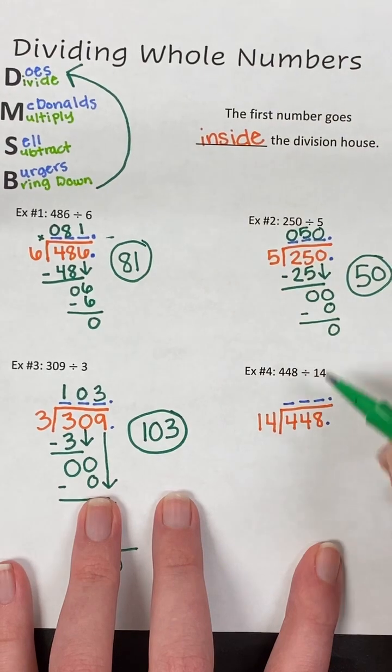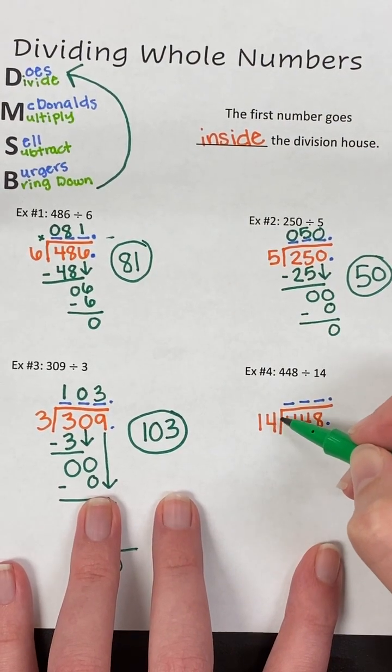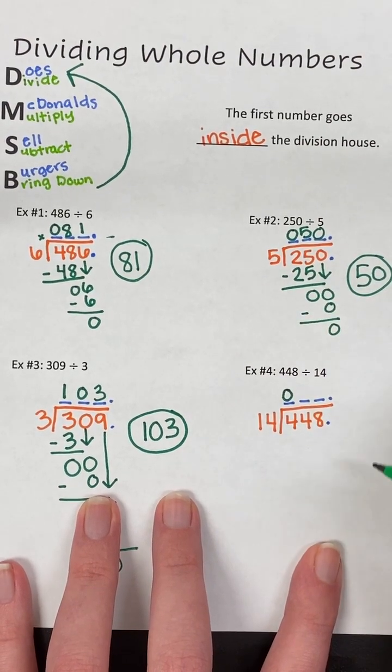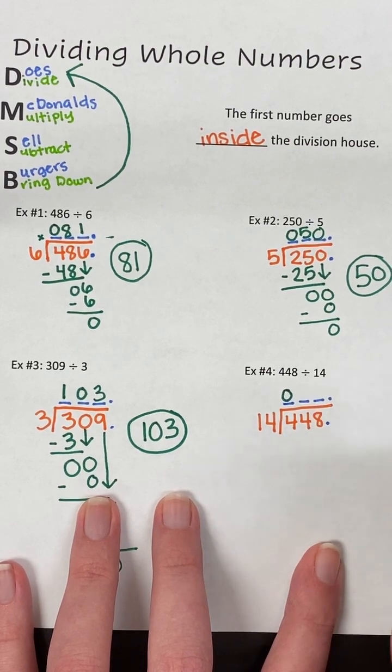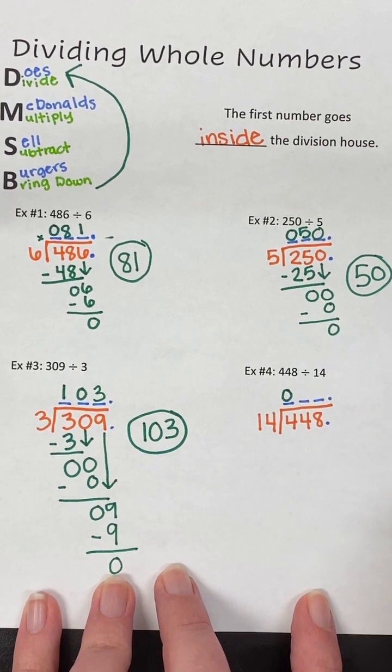I need to divide. How many times does 14 go into 4? I know if I do 14 times 1, that's already going to be too big. So I'm going to do 0. Now, how many times does 14 go into 44? And I don't know about you, but I don't know my 14 times table. So I'm just going to guess something.